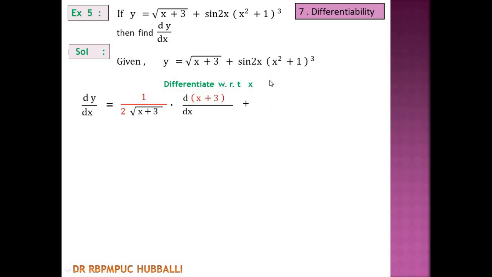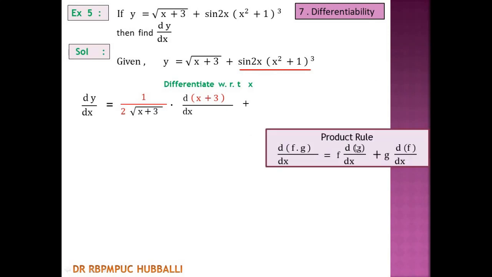Now this is product form. To write the derivative of these two functions, you have to use product rule. Okay, use the product rule. Now first you follow the product rule. Keep one function as it is, sine 2x, write the derivative of second function, x square plus 1 whole cube, plus x square plus 1 whole cube as it is, d by dx of sine 2x. Okay, I hope you got it, how to write this product rule.